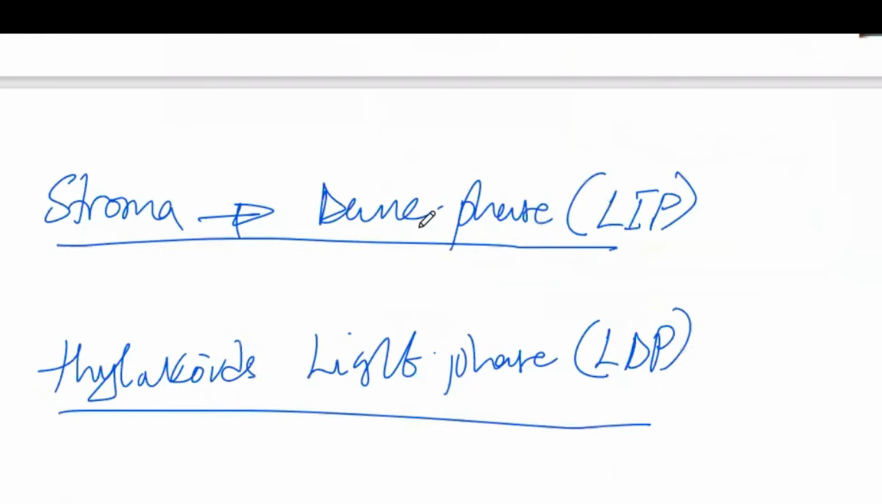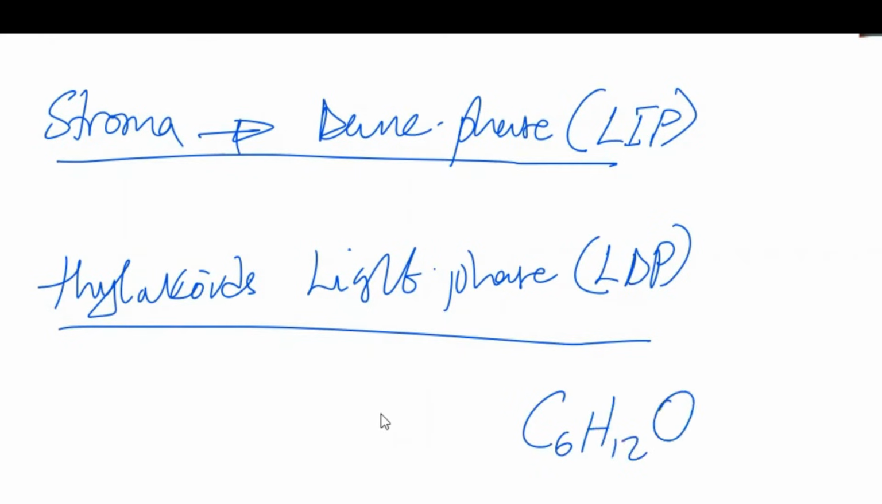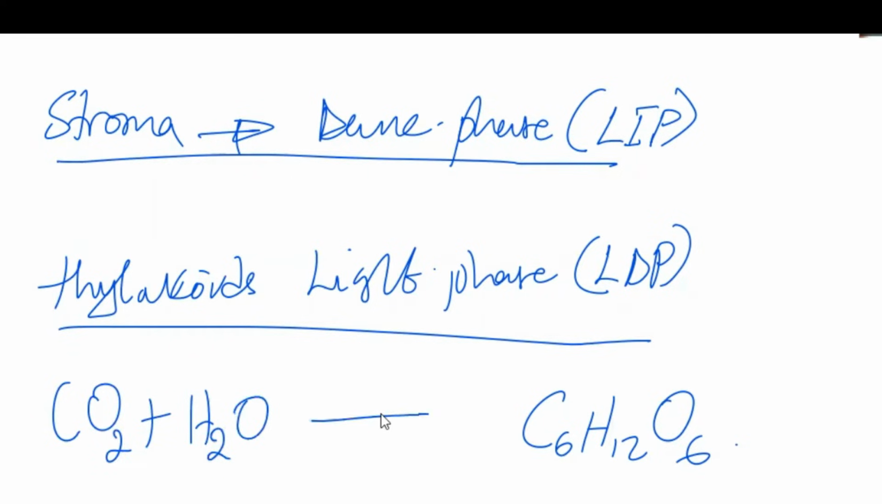So what happens is, when the dark phase and light phase are complete, you will have what you call carbohydrate. But carbohydrate does not just come like that. You require carbon dioxide plus H2O, water, and it must be in the presence of light. Light must be there, and then you produce carbohydrates, which is glucose in this case.